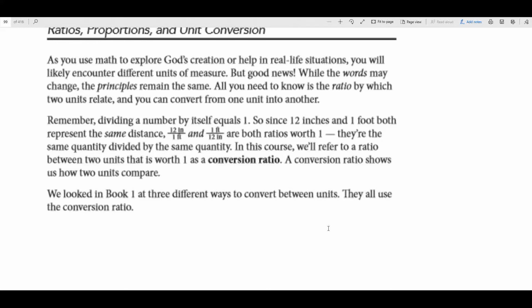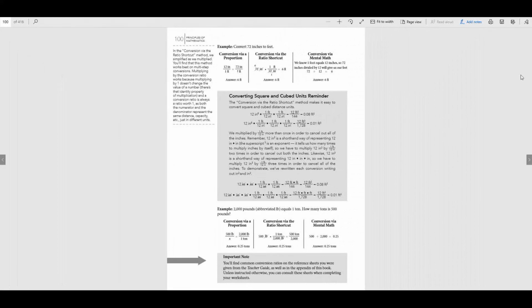In this course, we'll refer to a ratio between two units that is worth 1 as a conversion ratio. Conversion ratio shows us how two units compare. We looked in book 1 at 3 different ways to convert between units. They all use the conversion ratio.